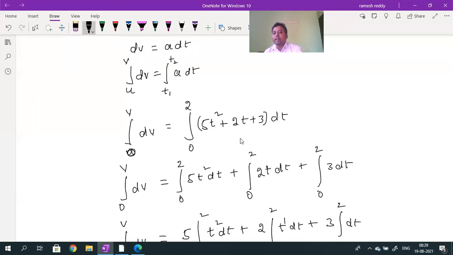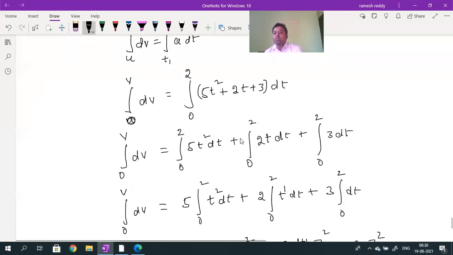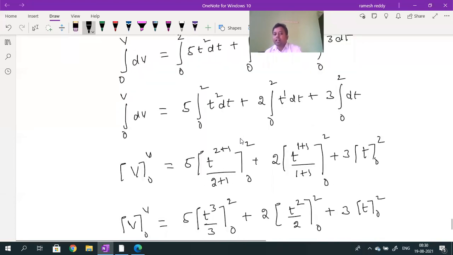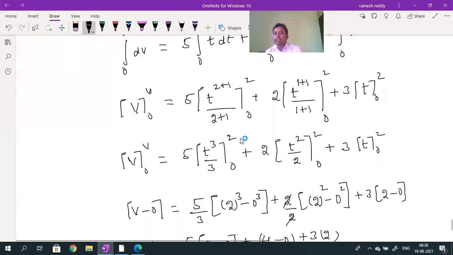Now splitting the integration. Integration is one of the mathematical tools. Now you have to split it, so you have to separate it: 5t square dt plus 2t dt plus 3 dt. Then after that, the simplification. After simplification, by applying the formula, then substituting the limits. How do you need to substitute the limits? Always upper limit value minus lower limit value.